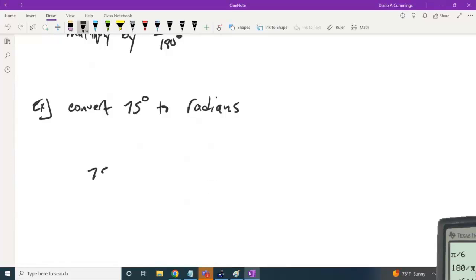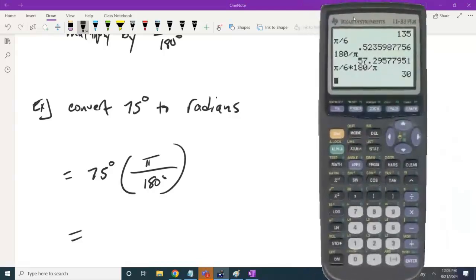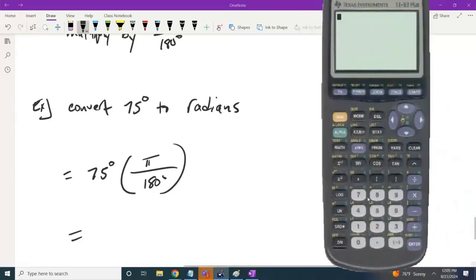So I'm going to take 75 degrees. I'm going to multiply that by pi over 180 degrees. So now the 75 over 180, that's going to be reduced down, right? I could use the calculator. Let's see if I put in 75 divided by 180. It gives me a decimal, but I can change that decimal to a fraction.